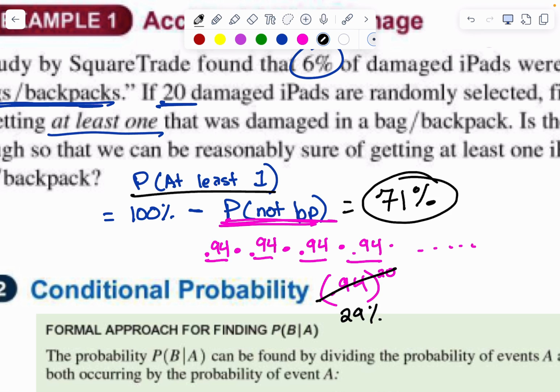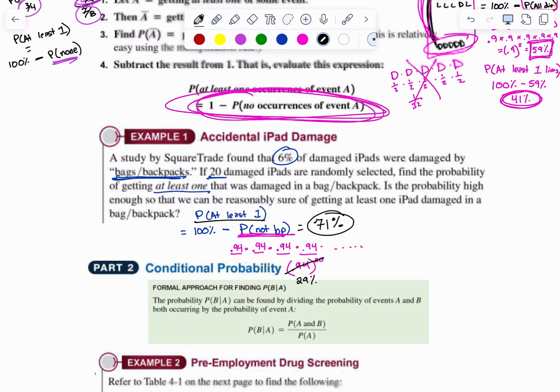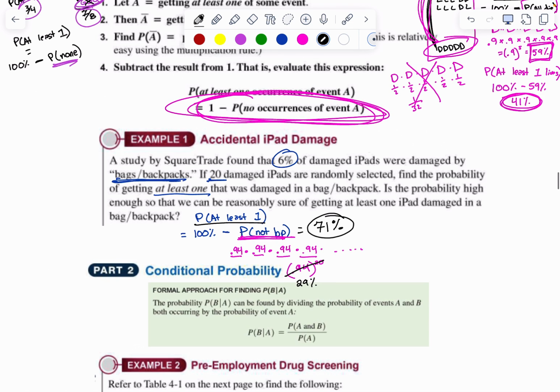Kind of. The weird part is, do I use the 6% or do I not use the 6%? That's why I have to write my thoughts out. Probability of at least one means the probability of none damaged by a backpack. If it's not damaged by a backpack, that means it's 94%. 94% are not damaged by a backpack, so I've got to go with the 94% and not the 6%. So the 71% is the probability of at least one iPad being damaged out of those 20.